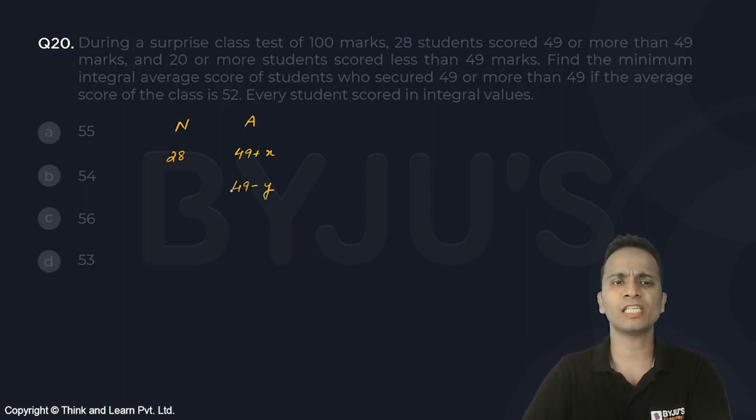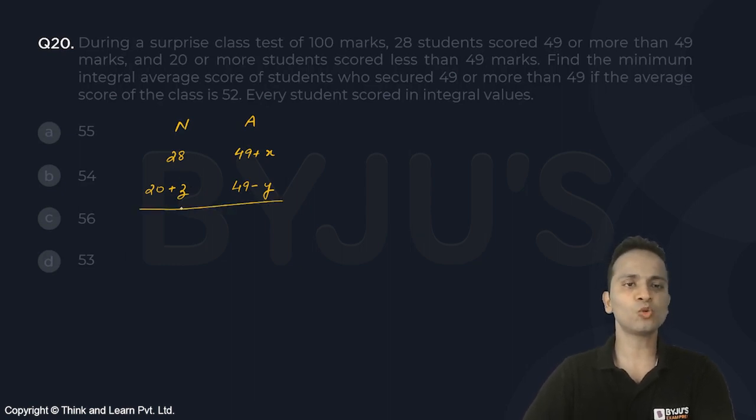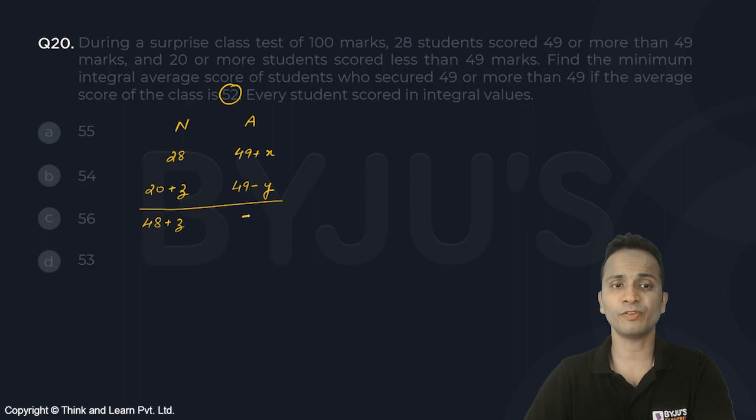So I'll assume their average as 49 minus y, and the number of these students is 20 or more, so I'll assume the number of students as 20 plus z. The total number of students will become 28 plus 20 plus z, that is 48 plus z, and the net average for the entire class is given as 52.